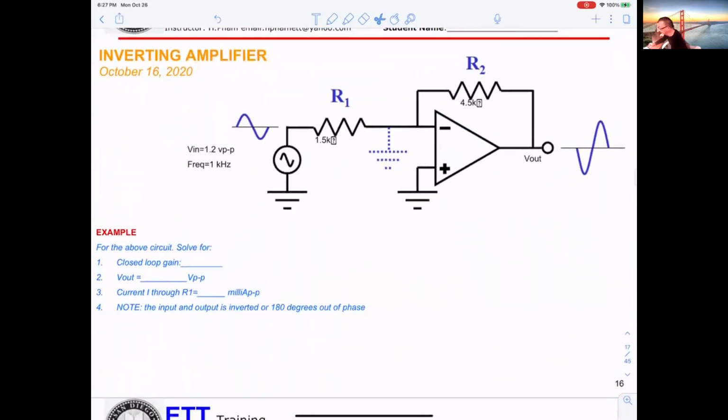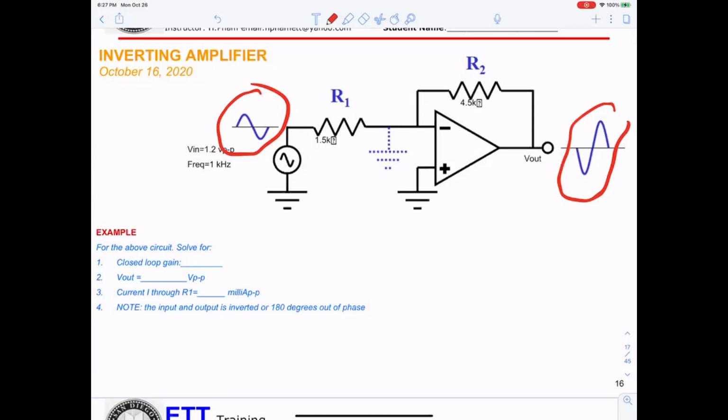Okay, now try one more. Inverting amplifier again. First thing before you do calculation, I can tell you this is your input here, this is your output. Now you can see input and output will be opposite, or out of phase. Input goes up, output goes down. So you cannot get any negative sign in there. First thing, they want you to tell what the closed loop gain ACL is.